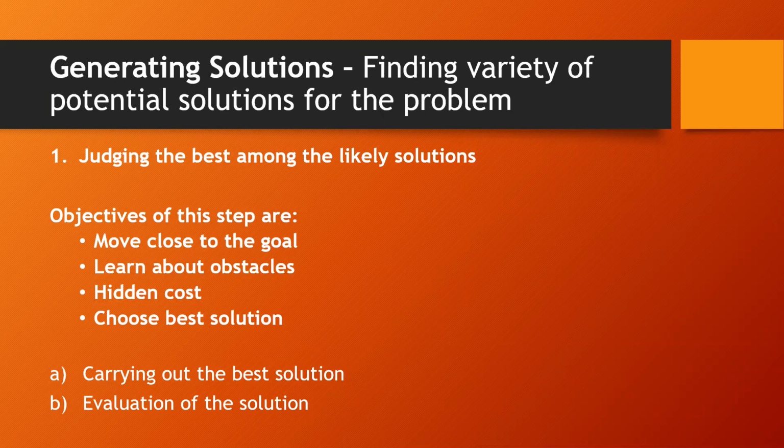The first one is judging the best among the likely solutions. See, at this stage, we must evaluate each alternative and the outcomes of the problem. So you have alternatives and you will be evaluating the best one out of them. The objective of this step is to move closer to the goal because you're evaluating, you're judging. So you're moving closer to the goal, learning about major obstacles which you can remove one by one, and hidden costs of the particular solution. So if there are any consequences, you can just remove that. Choose the best solution. You may have one or more solutions, whichever you find is feasible for you, you can just choose that and move ahead.